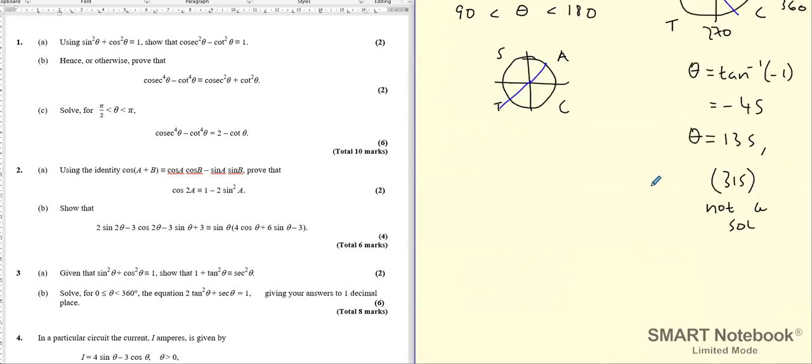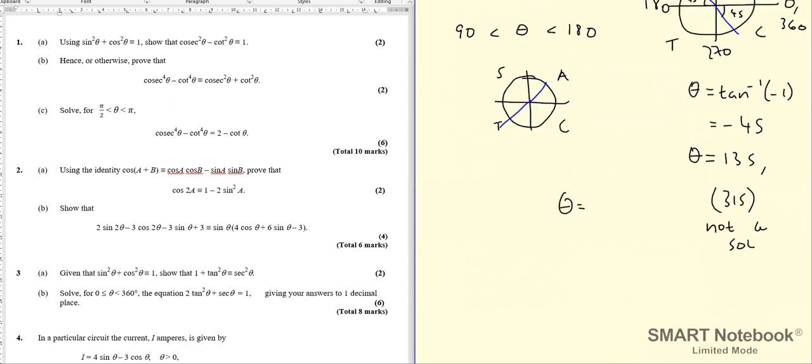And we can't forget to convert it into radians, because our original range in the question was in radians. So how do we convert from degrees to radians? We multiply by pi over 180. And so we get 3 pi over 4 radians as the answer to part C.